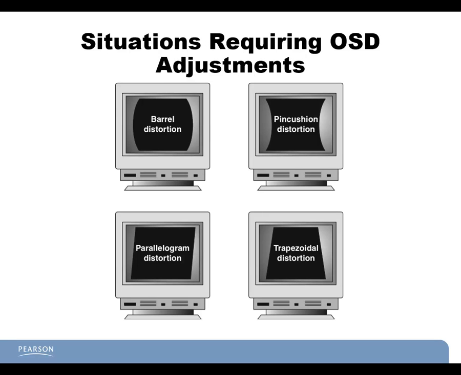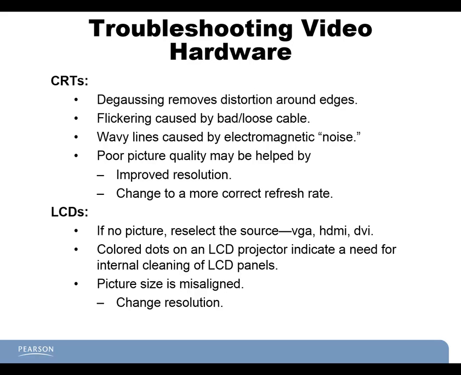So here they're showing an example of some of the things that happen. Barrel distortion is where the corners are rounded and your video is not taking up the whole screen. Pincushion is just the exact opposite of that. And then a parallelogram distortion is where the top and bottom are not aligned properly and the image is skewed a little bit. A lot of modern monitors also have an auto adjustment. You can push that auto adjustment and they will adjust the settings for you.